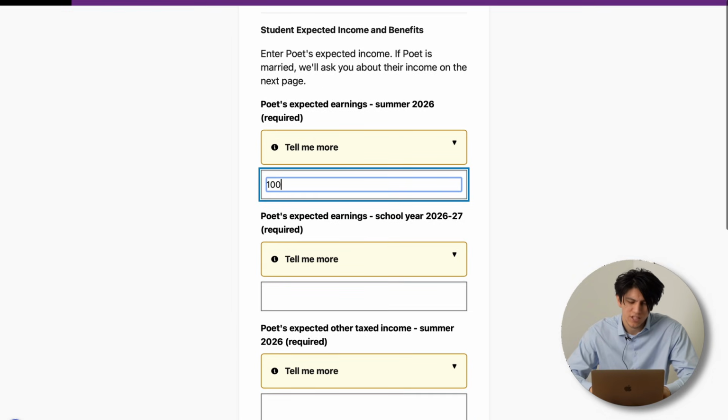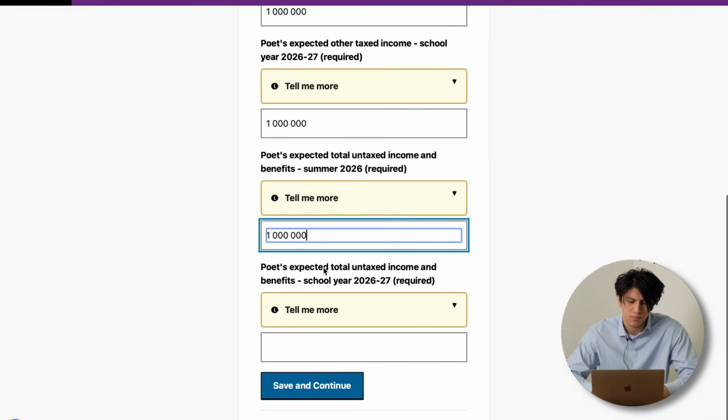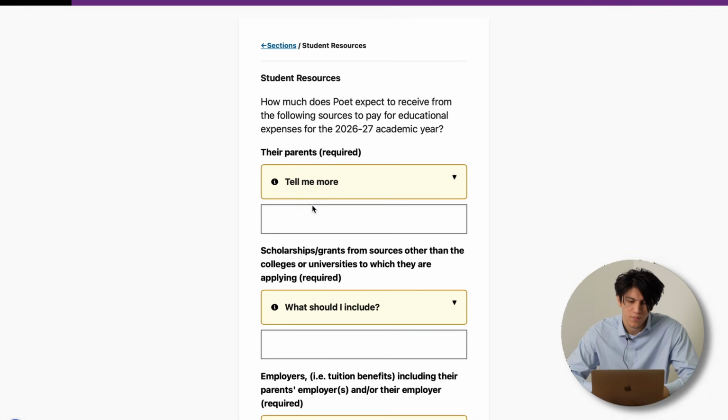So, do you have any earnings? You can add a little sum. 1 million, 1 million, 1 million, 1 million, 1 million, and 1 million.